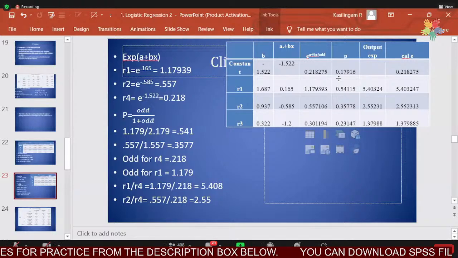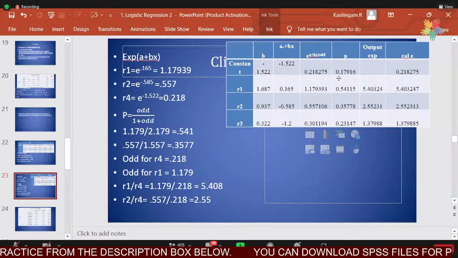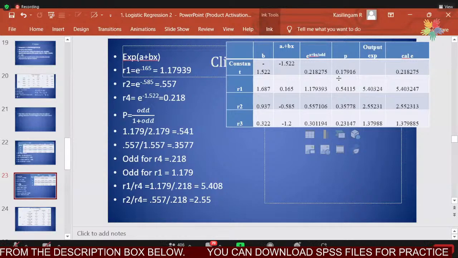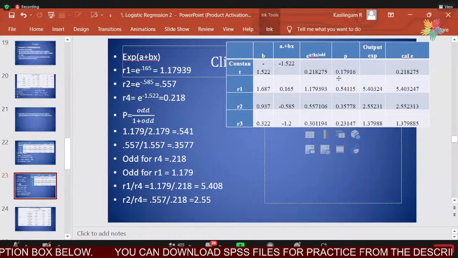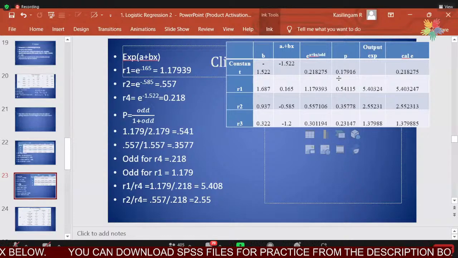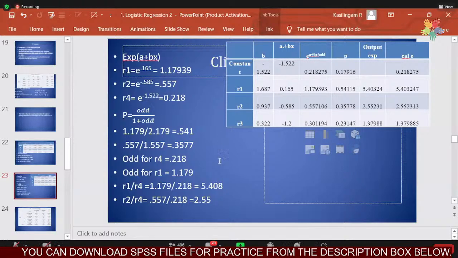We have calculated the probability of getting admission, right? Now we will verify the probability of getting admission. This I'm going to verify. Other things I will come to later.